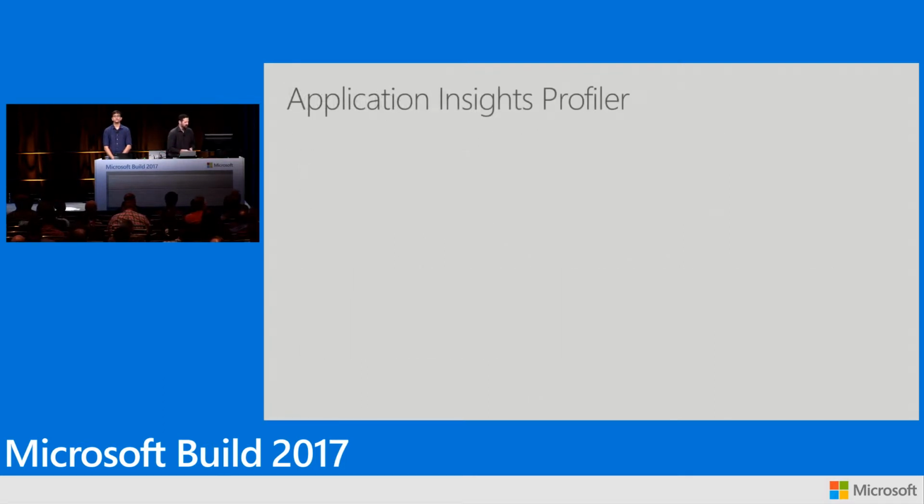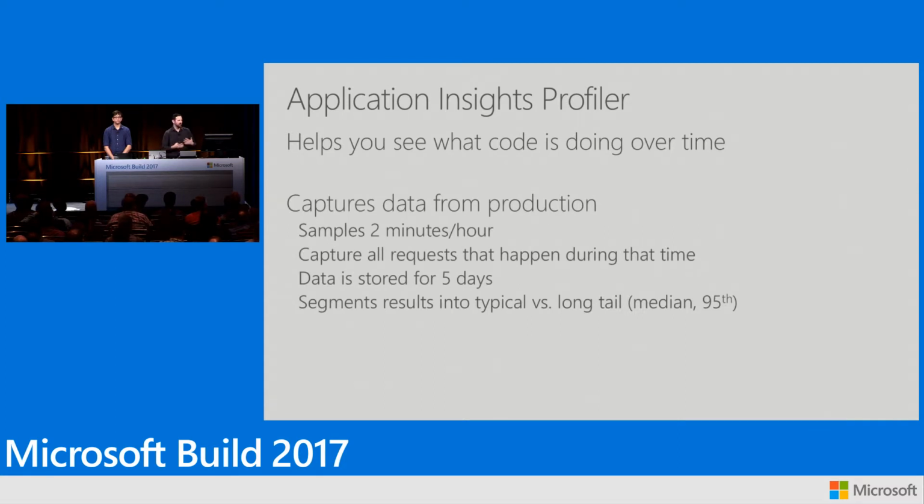So to solve these problems, we've introduced the Application Insights Profiler. The Application Insights Profiler helps you see what your code is doing over time. So it helps you get that insight into how to deliver that great experience and properly utilize the resources that you have in the cloud. And it does this by capturing data from production. So it runs for 2 minutes out of every hour on your production service. So you get a sampling of requests automatically without having to do anything, with sample traces for various sample requests. During that 2 minutes, it captures all of the requests that happen during that time.